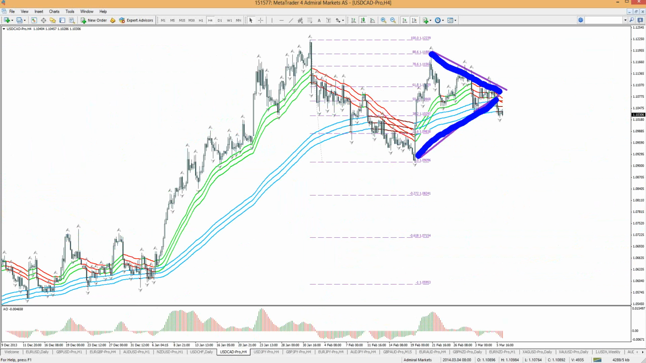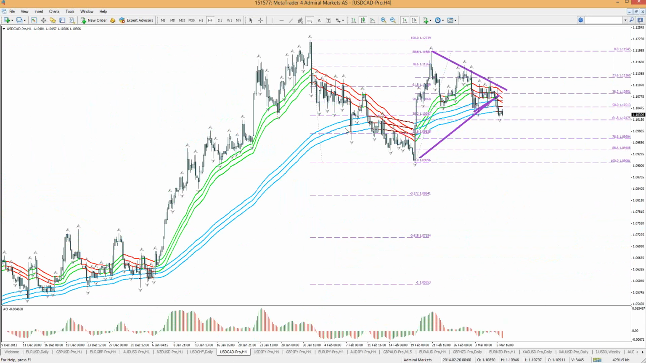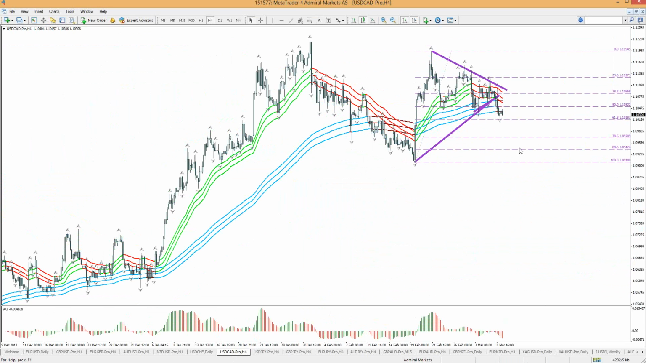We had this triangle here. We could at least go, for instance, to the 886 fib if I put a fib from bottom to top, which is around 109.40. But be careful of the 786 fib as well, right?